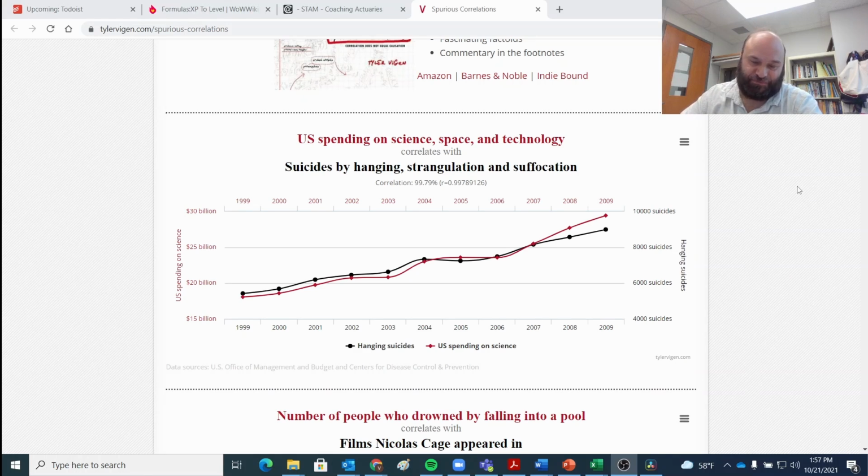So here's one. U.S. spending on science, space, and technology, that's in the red, and in the black, suicides by hanging, strangulation, and suffocation. That's pretty dark. But look how closely aligned those data points are, each year. Just because they're aligned doesn't mean that one is causing the other. Right?